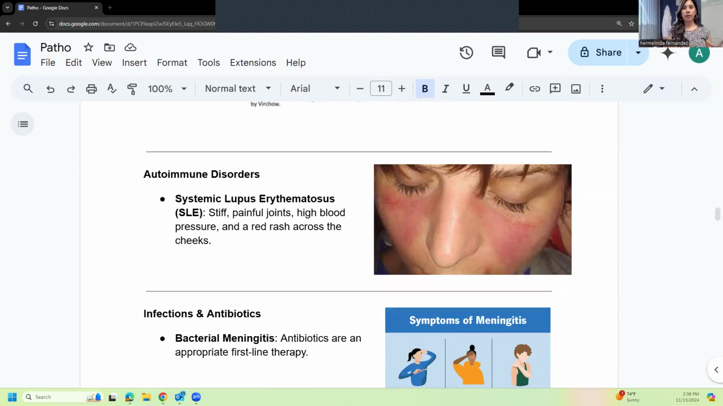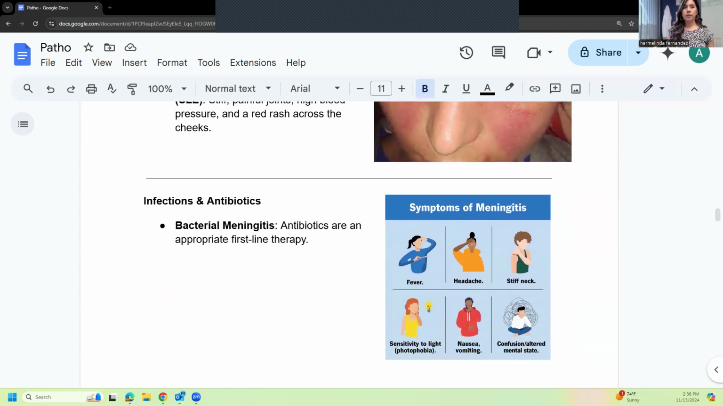So let's talk about one condition. SLE, or systemic lupus erythematosus. What you often see is that butterfly or redness rash across their cheek. You're going to see stiffness, painful joints, high blood pressure, and that redness, as you can see in this image.